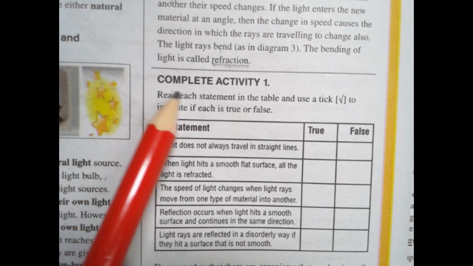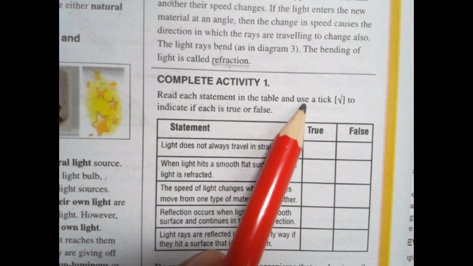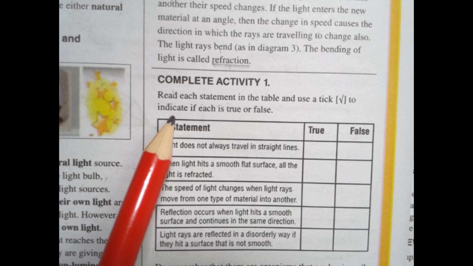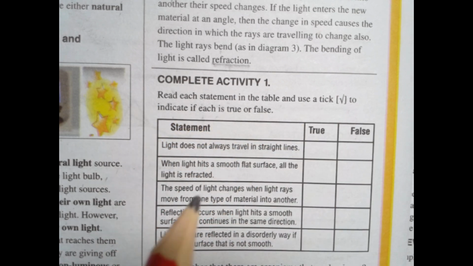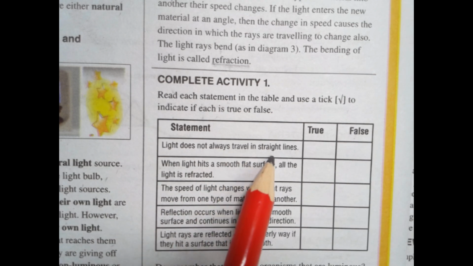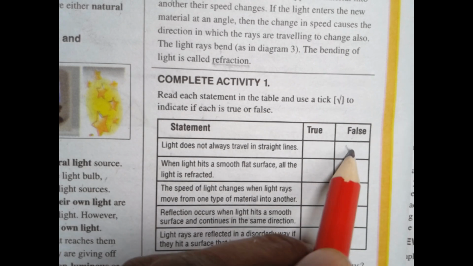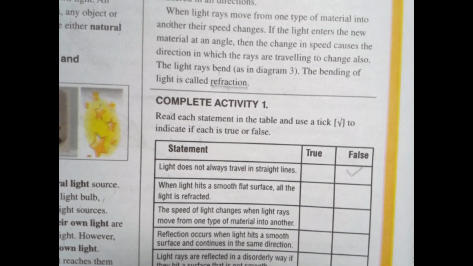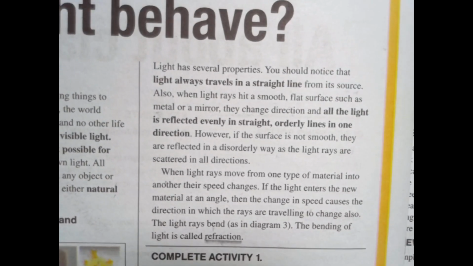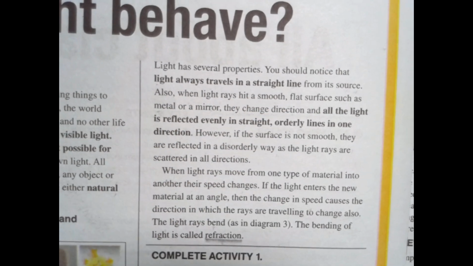All right, let's go to activities. Here we say complete activity 1. Read each statement in the table and use a tick to indicate if each is true or false. Light does not always travel in a straight line. That's false. It said light travels in a straight line. Let's look at the properties here. This is where we have it. Light always travels in a straight line. Next one.